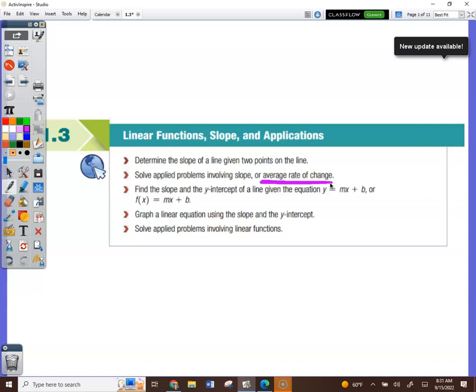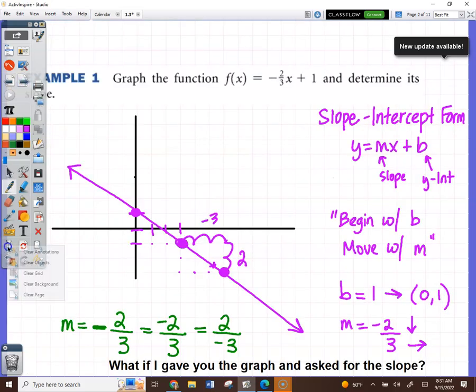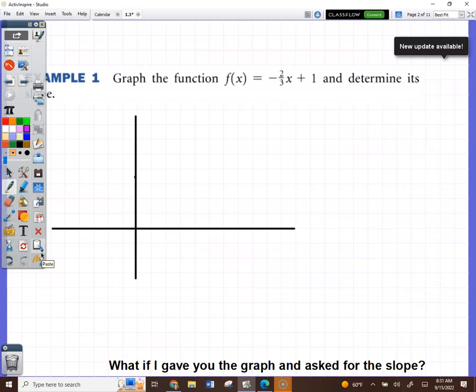We're going to look at graphing lines, using the graph to answer questions, and word problems. Oh, and there's the answer. All right.